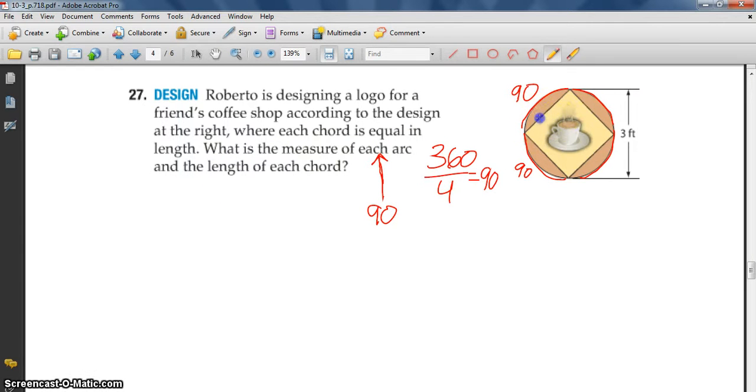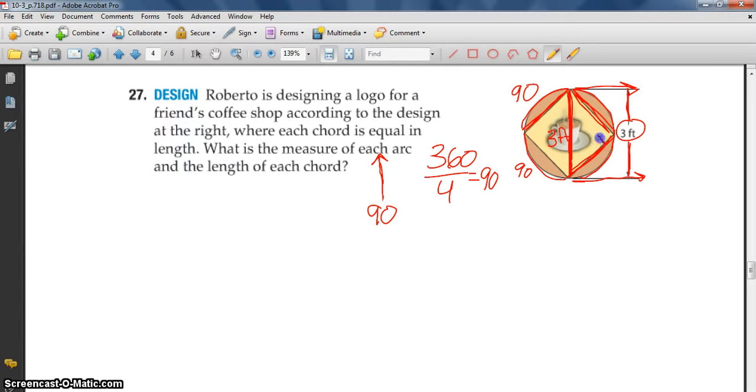And the length of each chord. So now we want to find the length of a chord here. I know that my diameter right here is going to be 3 feet, because straight across from that we have 3 feet here. So if this is 3 feet, then this will be 3 feet. So if that's 3 feet, then I want to find the length here.